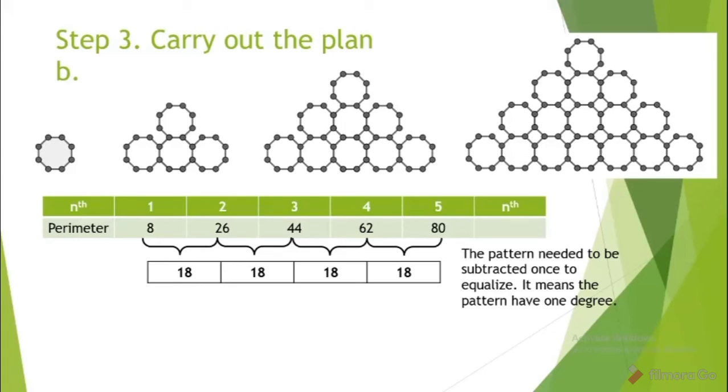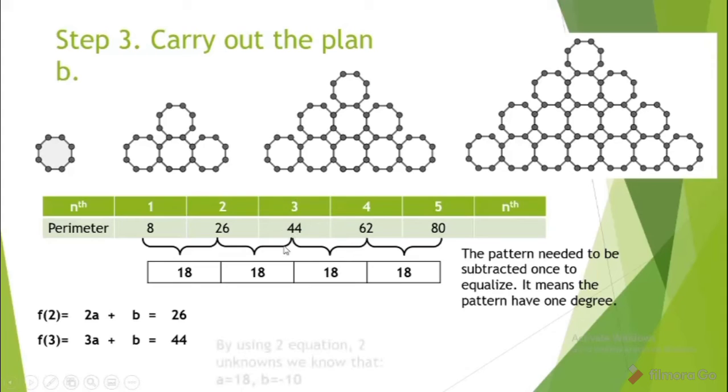So, the pattern needed to be subtracted only once to equalize. So, 18 na siya lahat. So, it means that the pattern has a degree of 1, or 1 degree. So, by using 2 equations and 2 unknowns, we have this equation. F of 2 is 2a plus b is equal to 26. So, the second figure is 26. And the third figure, or f of 3, is equal to 3a plus b is equal to 44.